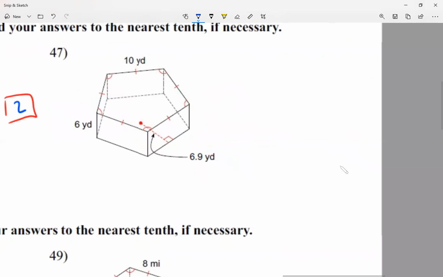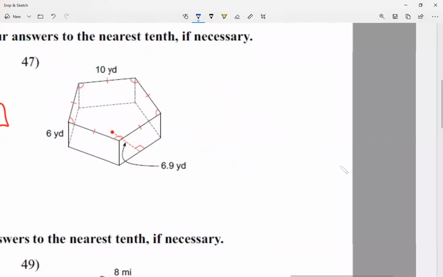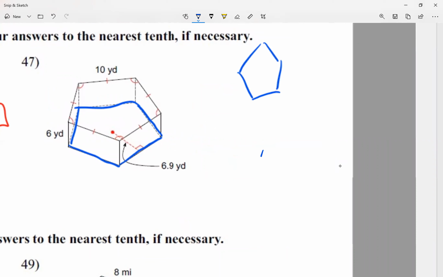Looking at 47, the base is a pentagon. So 5 sides. Now you don't have to draw it that great. Just draw what it means, a pentagon. And remember, for a pentagon, we just did this a few minutes ago. We're looking for a triangle. Each measurement outside is 10. I'm looking at that triangle.